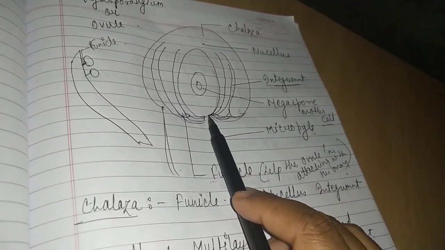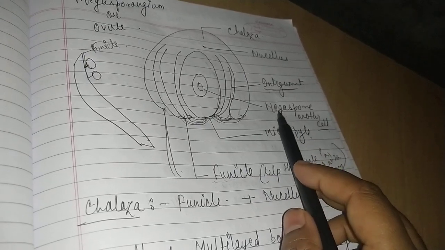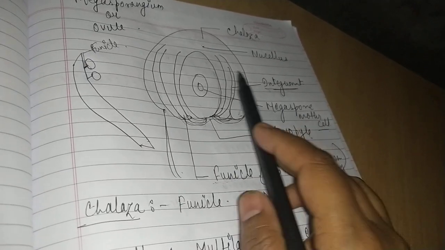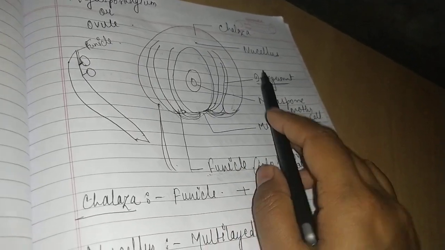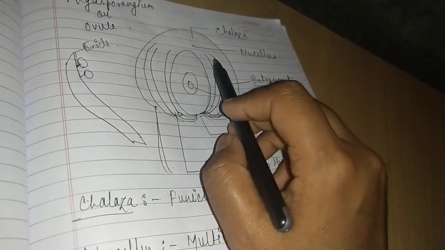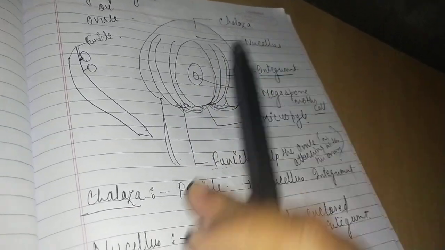Then here you can see a small pore-like structure, which is a micropyle. Here you can see the megaspore mother cells. Here is the different protective layer, which is known as the integument. Then inside the integument, we go to the nucellus, and then this chalaza.